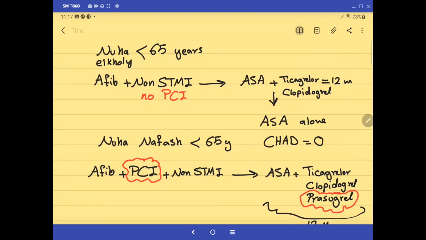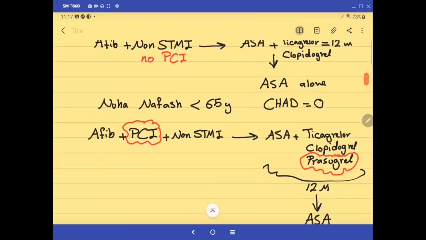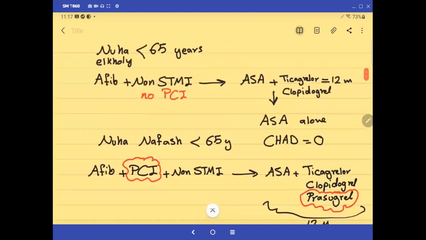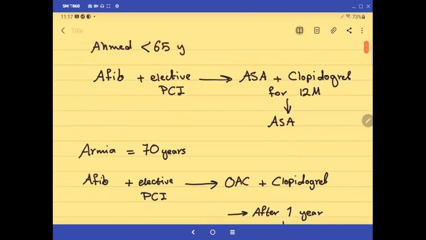If the patient has atrial fibrillation with ACS, if it is the simplest way, it was Ahmed, who has atrial fibrillation with recent elective PCI and his age is less than 65. He took dual therapy of aspirin and clopidogrel for 1 year, then he stopped and stayed on aspirin. For Armia, because his age was over 65, he needs more effective therapy for that. This is why Armia received oral anticoagulant and clopidogrel for 12 months. Then he stopped the clopidogrel and stayed on oral anticoagulant.